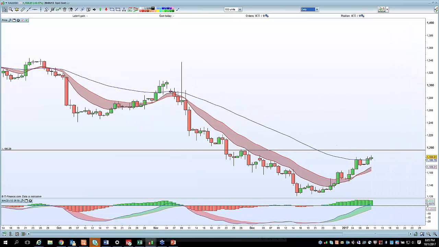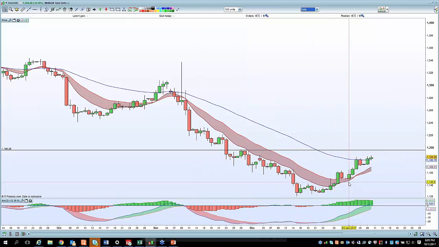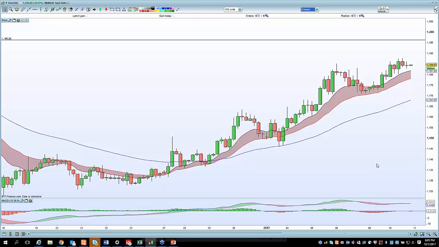Now the daily has made quite a sustainable push. I'm keen to see what happens near 1198 and 1200, because there's a weekly resistance level. The daily chart, yes, has made a new series of higher highs and higher lows, an uptrend, but we are approaching the key level of resistance. Looking at the 4-hour chart.